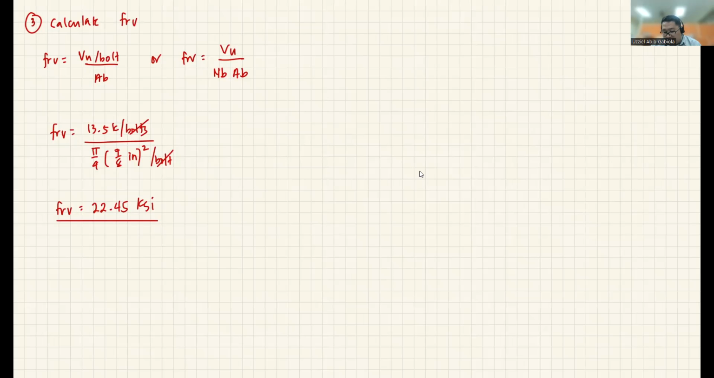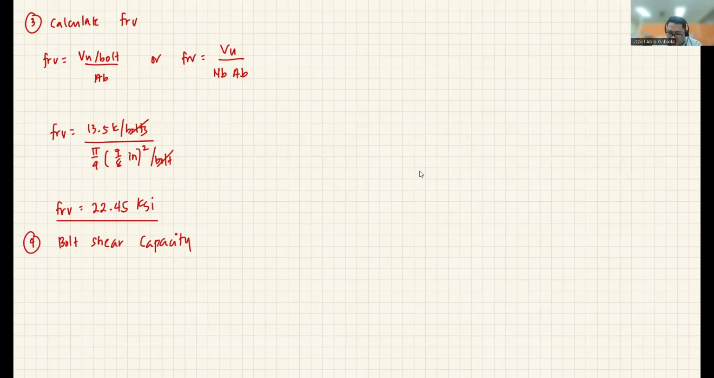Now, we can proceed with checking ng mga limit state natin. And again, tatlong limit state yung check natin. We have yung bolt shearing, bolt tensile capacity, and then yung bolt interaction capacity natin. Okay? So let's start with bolt shearing, bolt shear capacity.